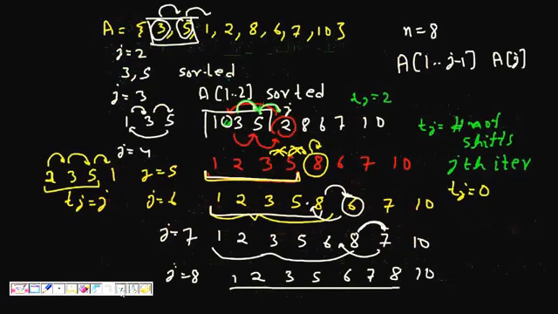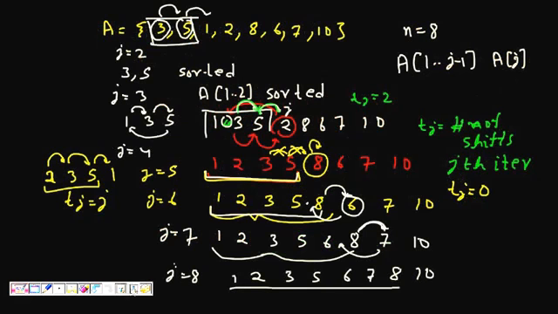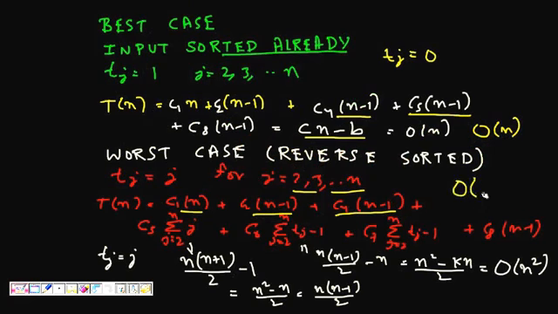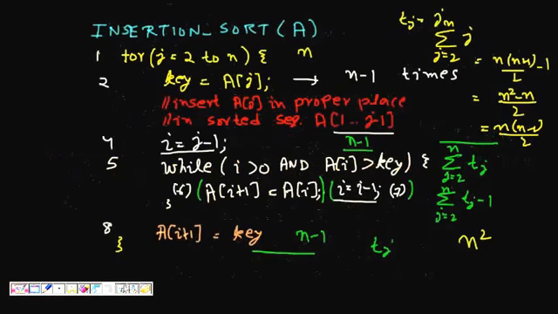Similar things we see for the summation of tj minus 1 in these two lines. These also are executed this many times, and we see that the highest term is n square. So we find that insertion sort becomes O of n square in the worst case. So this was about calculating the best case and worst case analysis for insertion sort. I hope you understand this, and thanks a lot.